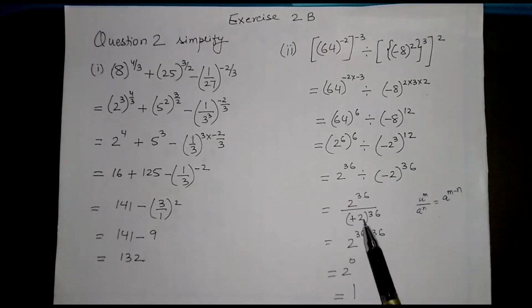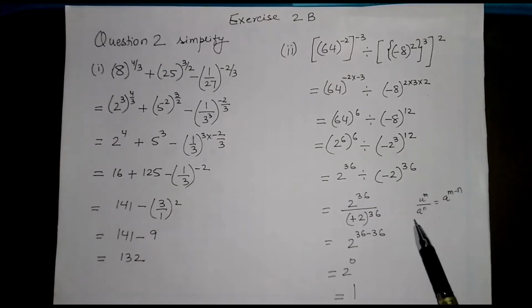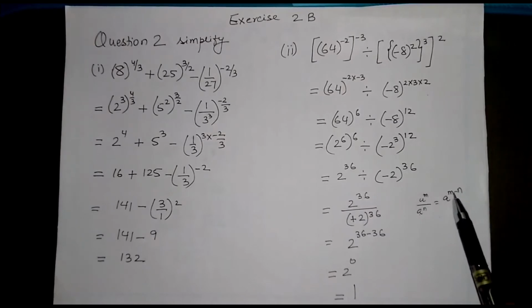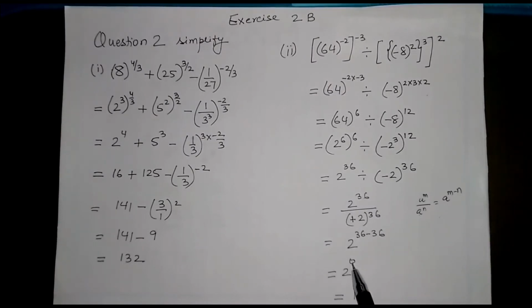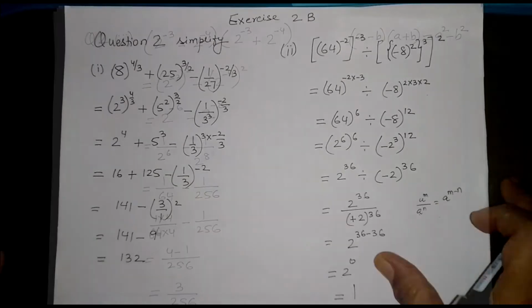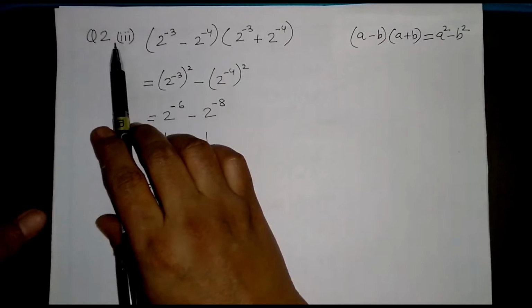Now we are using this rule. Whenever any term from the base goes up, it will get subtracted. So we have 36 minus 36, which is 0. So 2 raised to 0. Anything raised to 0 is 1. Question 2.